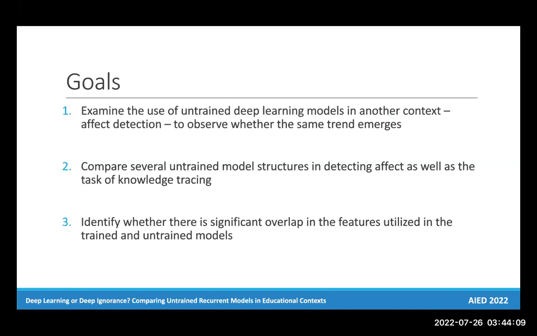We also wanted to identify whether there's significant overlap in the features utilized by the trained and untrained models. Is it just the case that the untrained models are wide enough, have enough parameters, that we are just getting lucky and they're randomly generating features that are ultimately learned by the trained model? Maybe we just need larger untrained random models and we'll get lucky every time and be able to use those instead of the trained models, because no one wants to spend hours training a model. So we wanted to see, is there actually overlap in the features being utilized by the two?